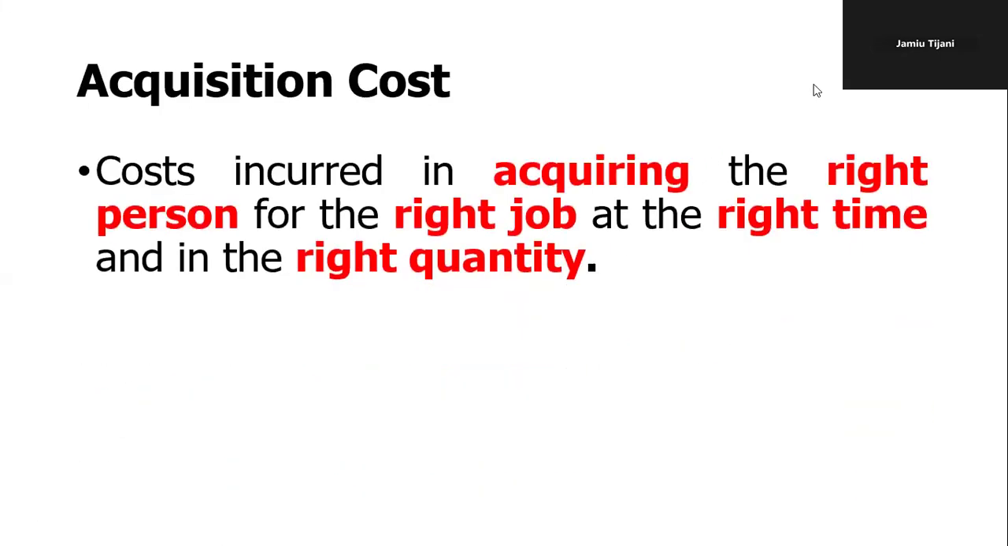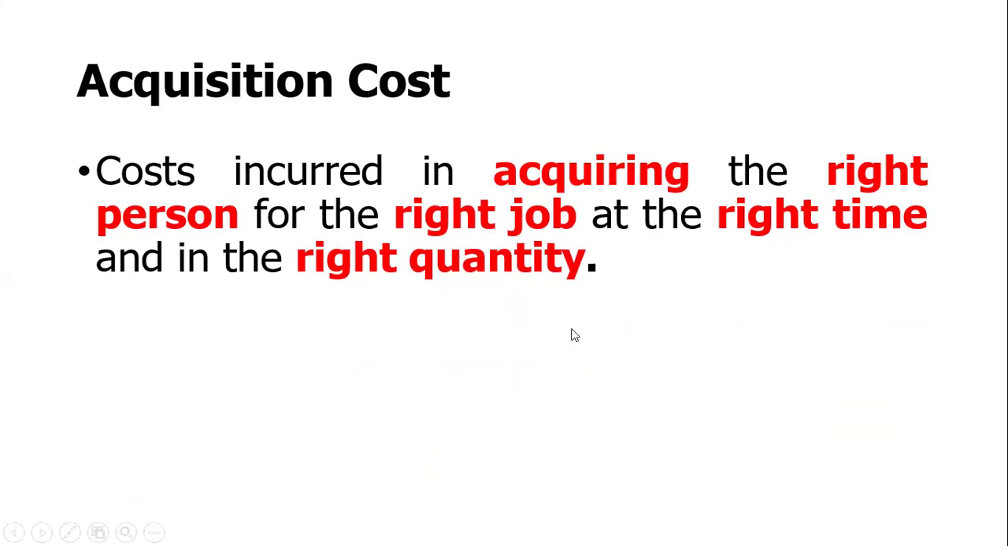So what are acquisition costs? Acquisition costs are those costs that an organization incurs in making sure that it acquires the right person at the right time for the right job and in the right quantity. That is the thrust of acquisition cost. Everything has got to be right. You can see how many rights there are? About 4 rights. The first right is the right person. You cannot bring the wrong person and expect that wrong person will do the right job.